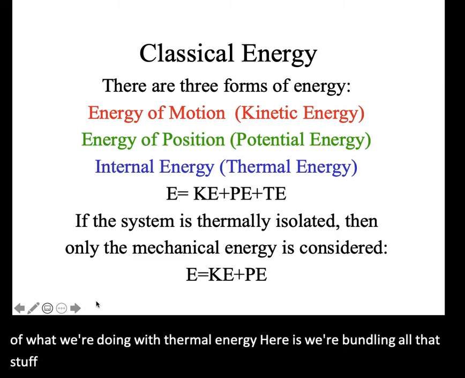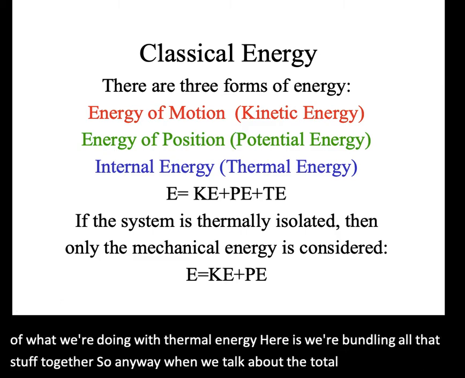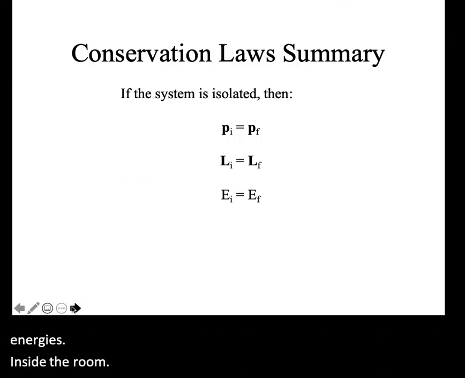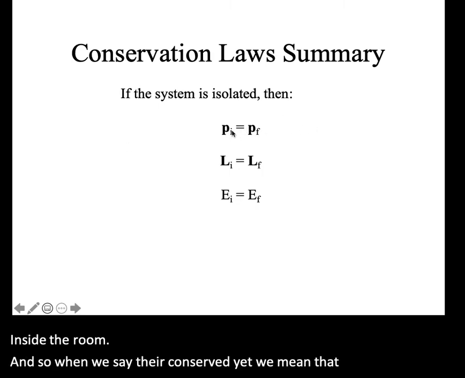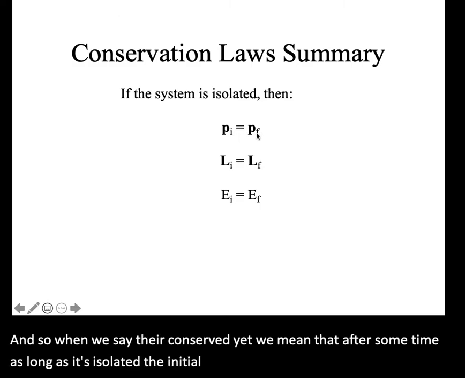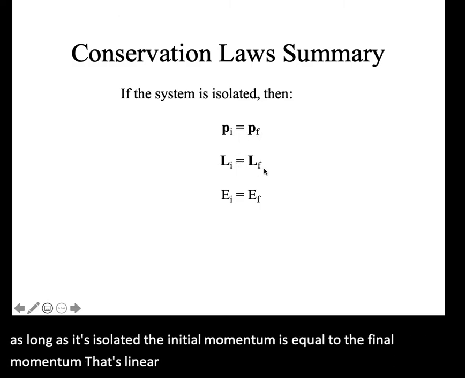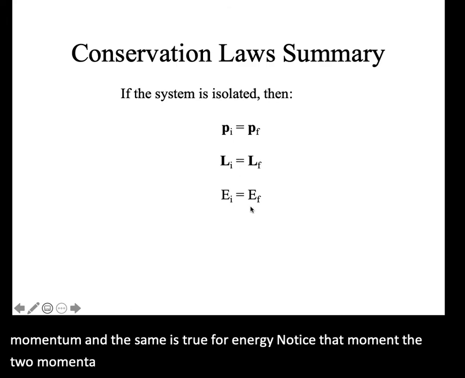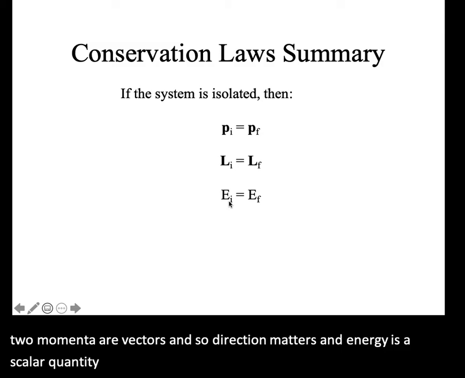So anyway, when we talk about the total energy being conserved, it's really the sum of all of these kinetic and potential energies inside the room. And so when we say they're conserved, we mean that after some time, as long as it's isolated, the initial momentum is equal to the final momentum. That's linear momentum. And the same is true for angular momentum, and the same is true for energy. Notice that the two momenta are vectors, and so direction matters. And energy is a scalar quantity. You have a certain amount of energy, it does not have a direction, right? So it's a scalar.